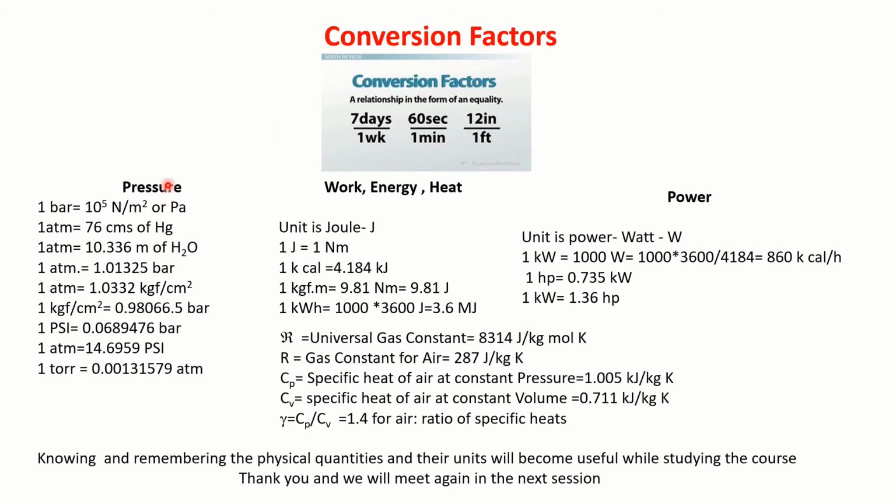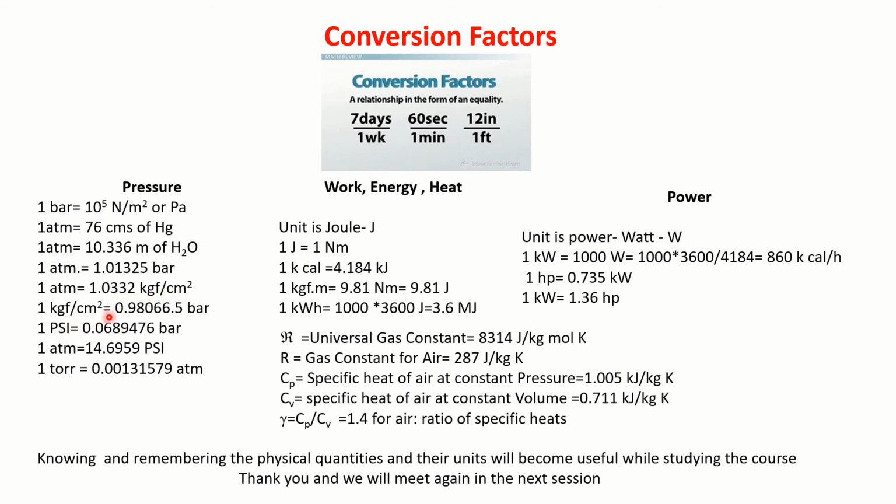Similarly, for pressure, 1 bar is nothing but 10 to the power of 5 Newton per meter square, or pascals. 1 atmosphere pressure is 76 centimeters of mercury, the same as saying 1 atmosphere is 10.336 meters of water column. 1 atmosphere is 1.01325 bar. 1 atmosphere is 1.0332 kg force per centimeter square.